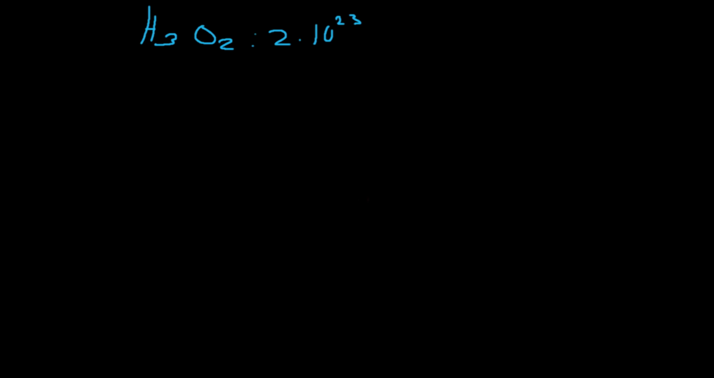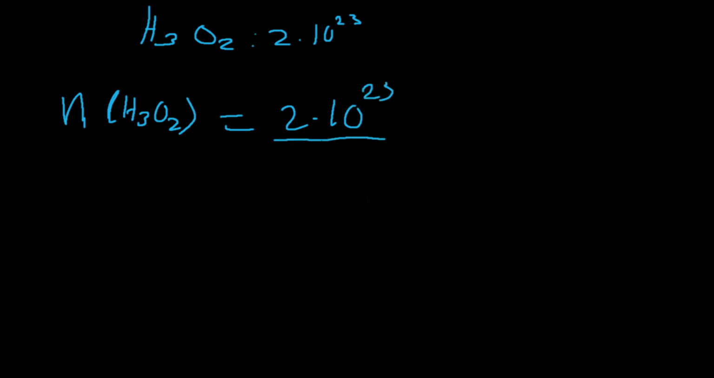And you want to find the amount in mole. So what we're going to have is N of H3O2, and we're going to represent this by using the actual amount. So we have 2 times 10 to the 23 over Avogadro's constant. I'm just going to represent Avogadro's constant by using this.